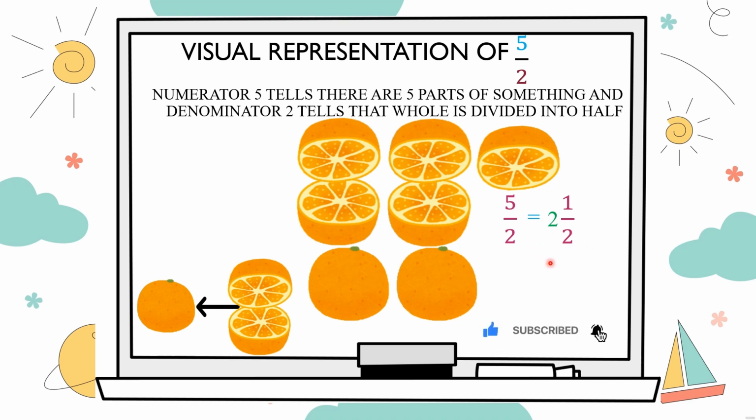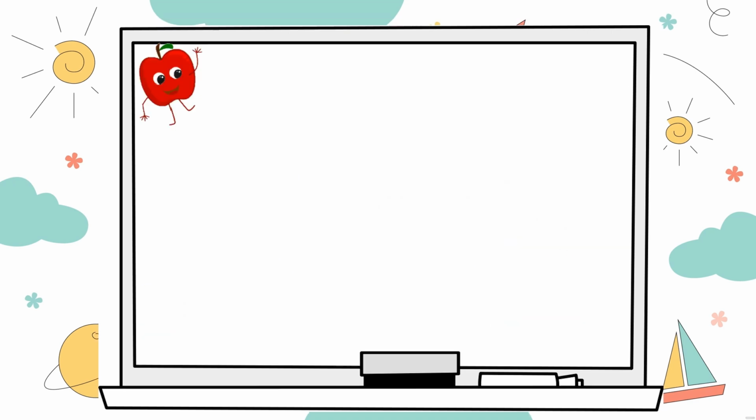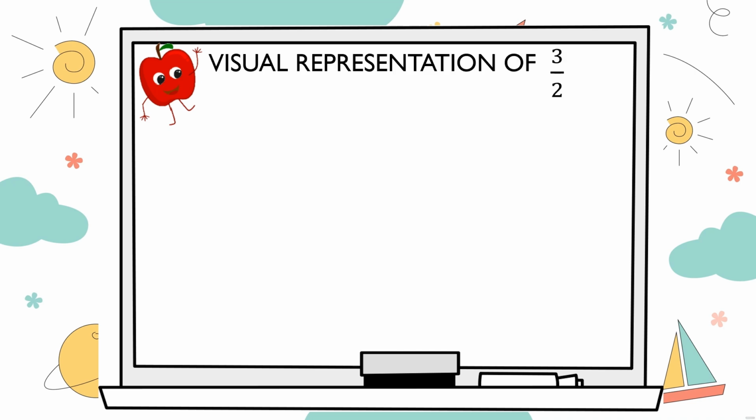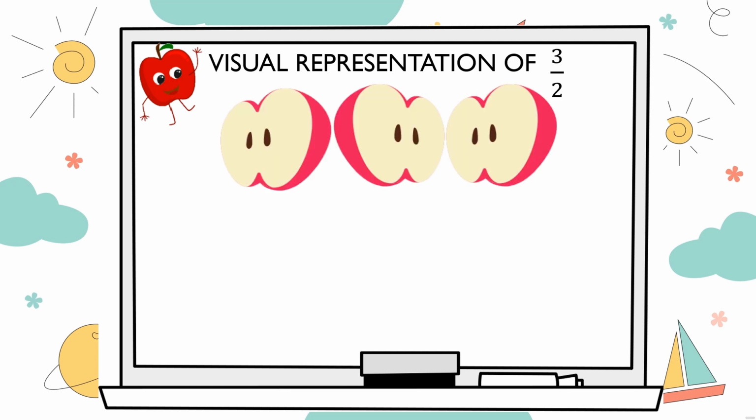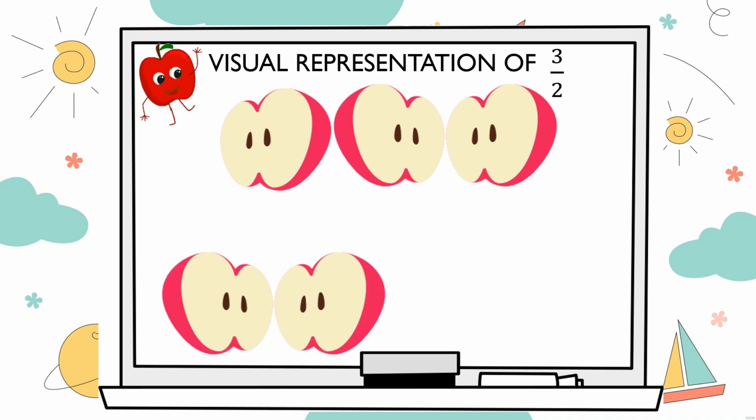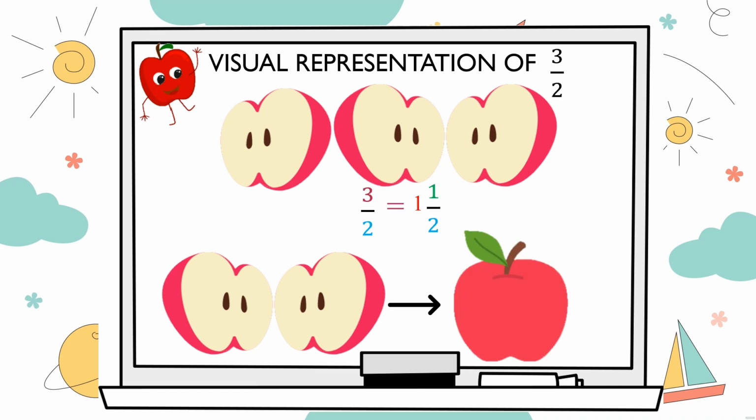2 is the whole part and half is the fraction part. So it's a combination of a whole number and a fraction. Now let's take up one more example, visual representation of 3 by 2, 3 parts of something divided in half. So here we are going to take 3 half pieces. Now you know that 2 half pieces of apple will make one full apple. So 3 by 2 is same as 1 1 by 2. Now 1 1 by 2 is the mixed number.